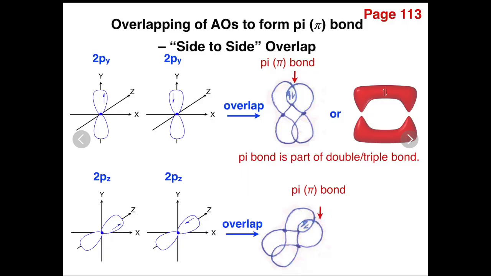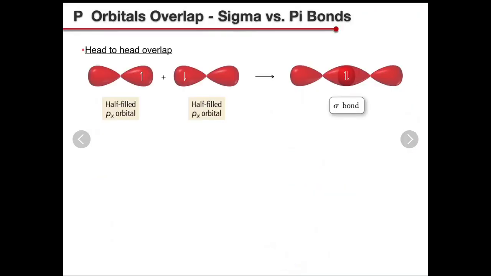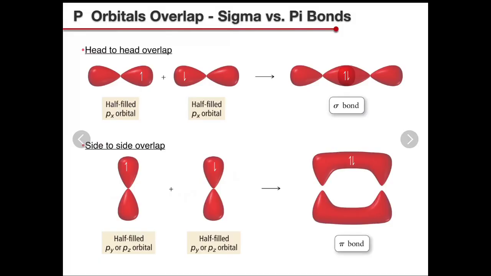So let me summarize this again. Sigma bond comes from head-to-head overlap. Pi bond comes from side-to-side overlap. Sigma bond would be part of the single bond, and pi bond would be part of the double bond, and also triple bond as well. So here's the summary of it. Px overlap would make a sigma bond, Py or Pz overlap would make a pi bond.